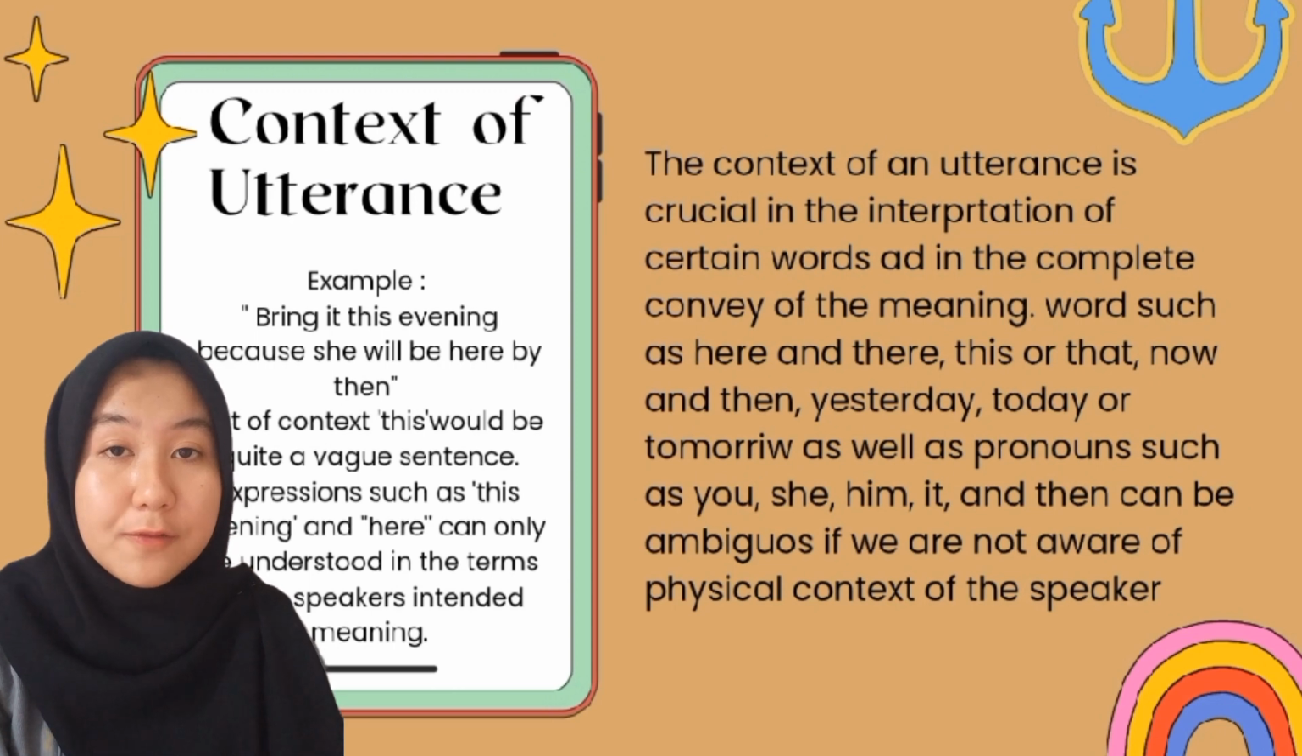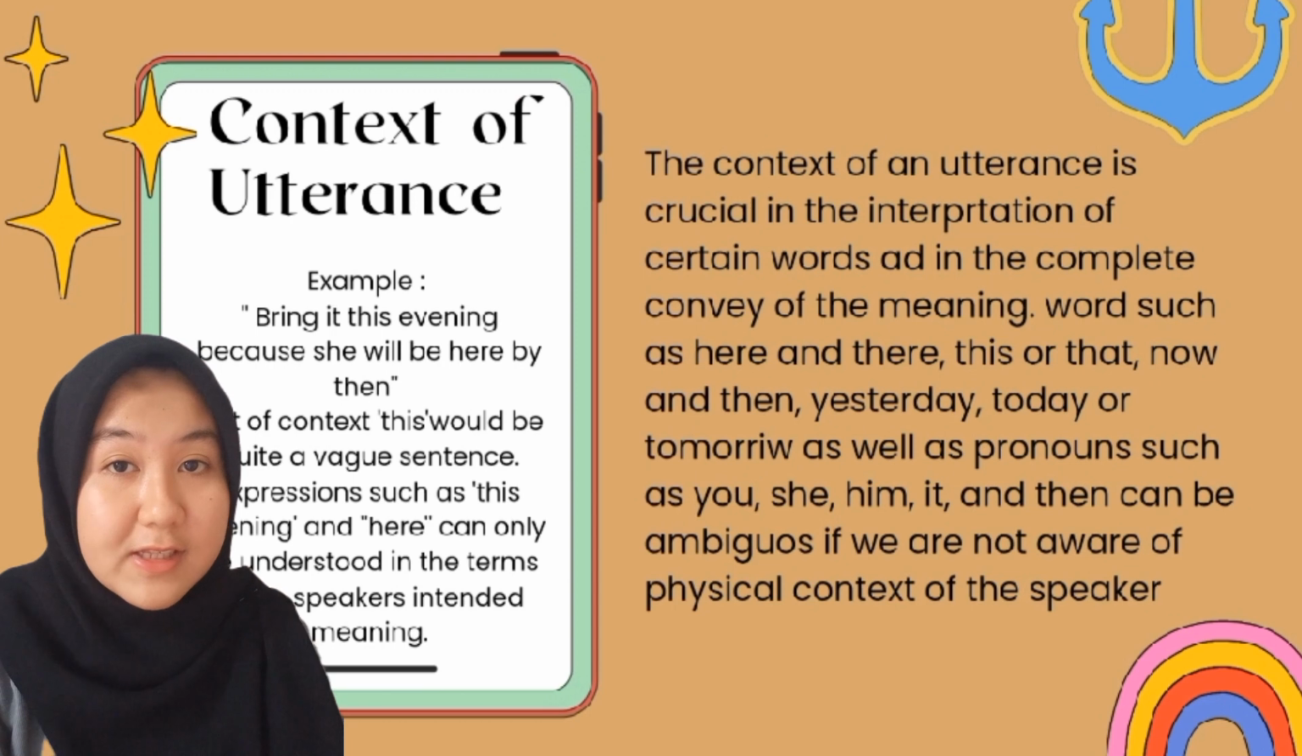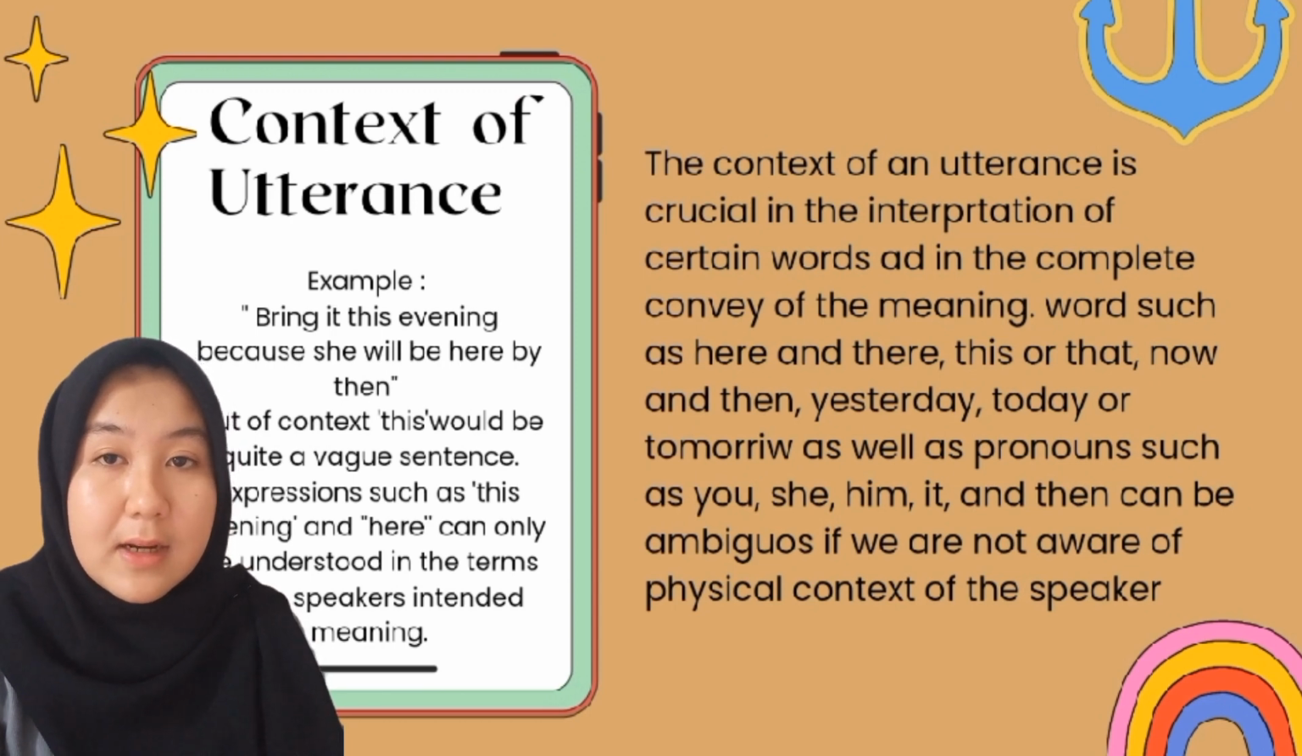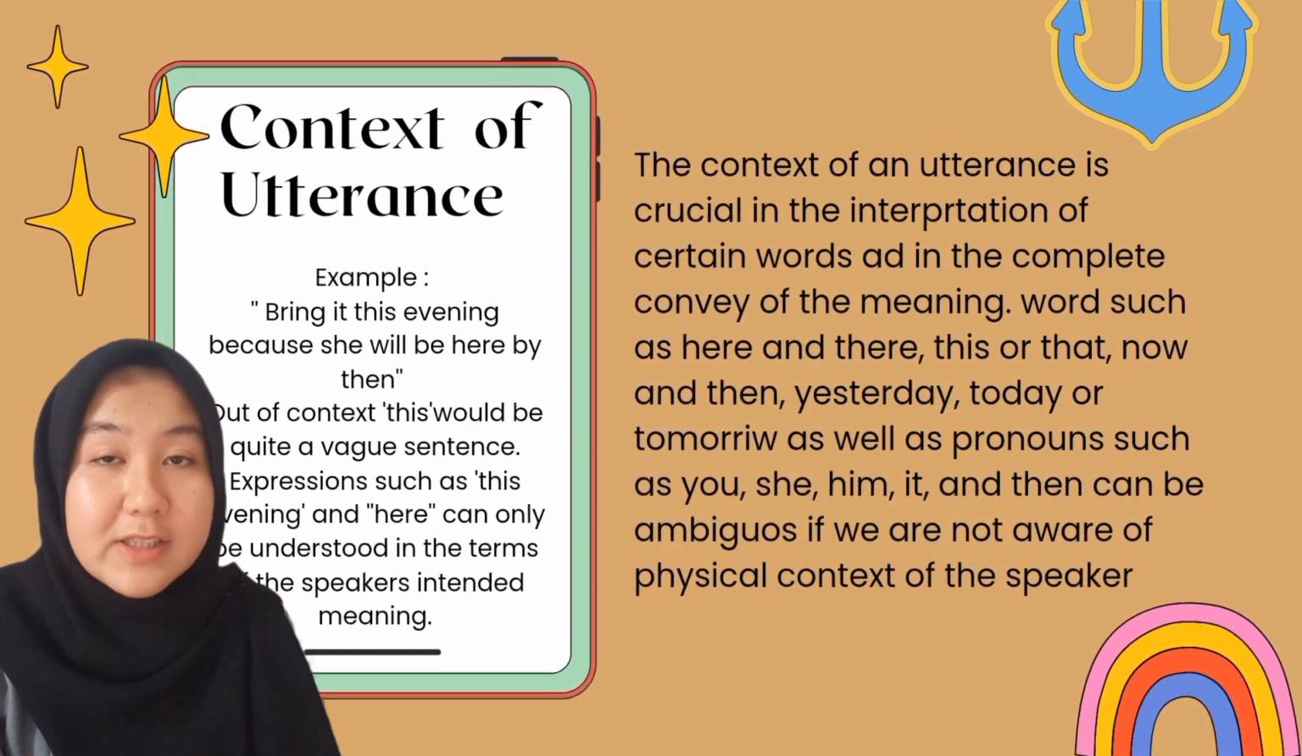And the example of an utterance is: bring it this evening because she will be here by then. Out of context, this would be quite a vague sentence. Expressions such as this evening and here can only be understood in terms of the speaker's intended meaning.